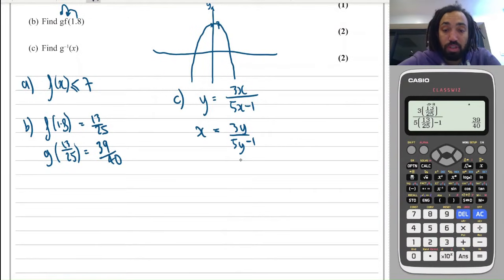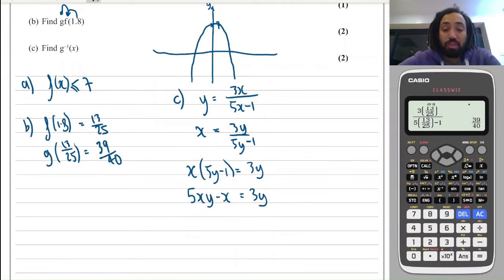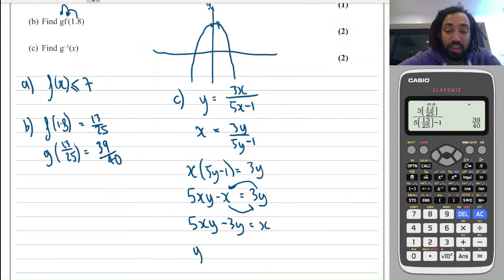So I'm going to multiply both sides by that denominator to get x(5y minus 1) is equal to 3y. Multiply out the brackets, 5xy minus x equals 3y. I will then collect all the y's on the same side. So I get 5xy. I'm going to move that to this side, become minus 3y, and I'm going to move that one to that side, become positive x. I'm going to take out a factor of y. Oops, that should be a 3.